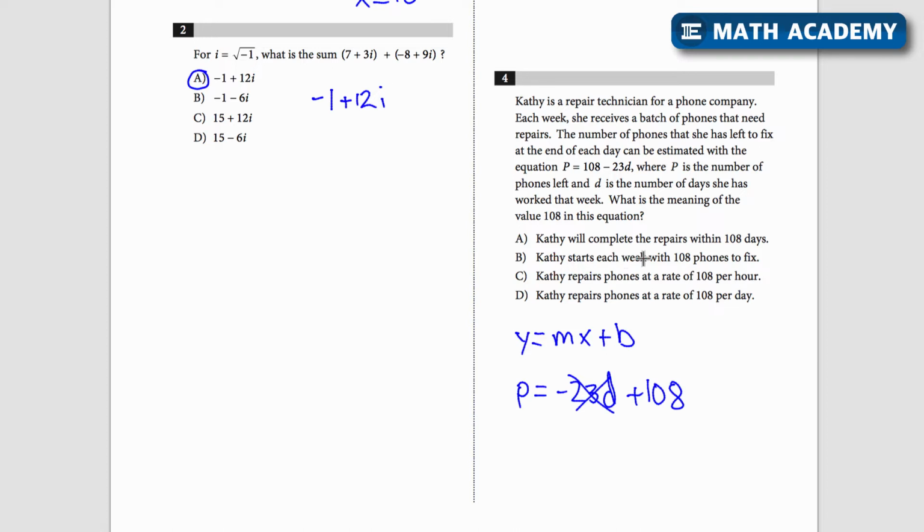B, Kathy starts each week with 108 phones to fix. Yeah, that makes sense, because when D is 0, we have 108 phones. Okay, so that's the right answer. Let's take a look at the other ones just to see why these don't work.